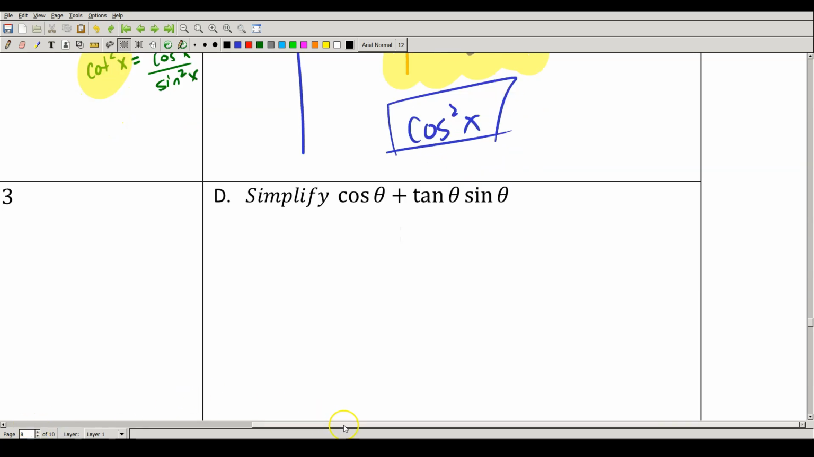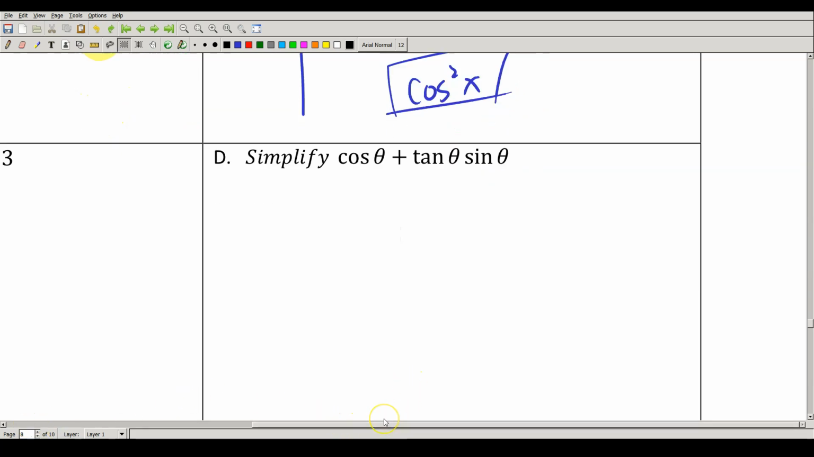All right, so we've gone over a lot of different examples of combining trig expressions, using trig identities. This is practice time. I want you to write down this problem, and we already showed an example of this in example 3 or 4. Cosine theta plus tangent theta sine theta. I want you to simplify that as much as you can.